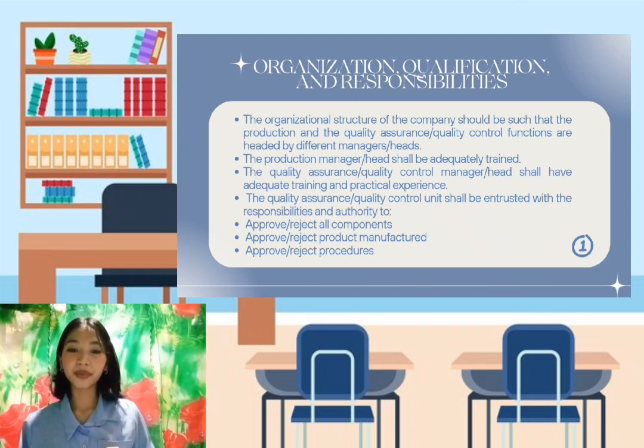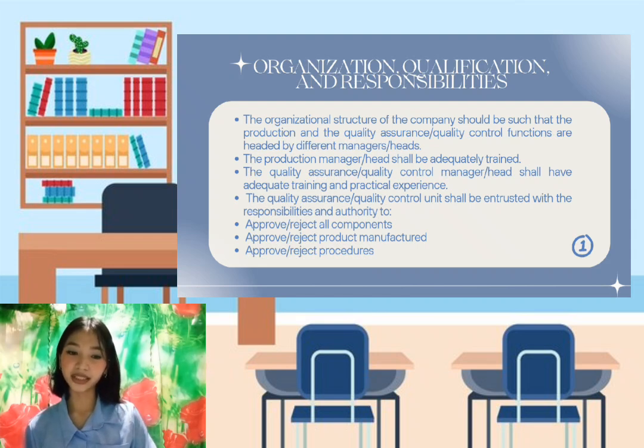So meaning the company should have different or separate managers for production and quality control. And neither managers should refer to the other. Each manager must have the authority and resources needed to do their job and ensure smooth operation in their area of responsibilities.